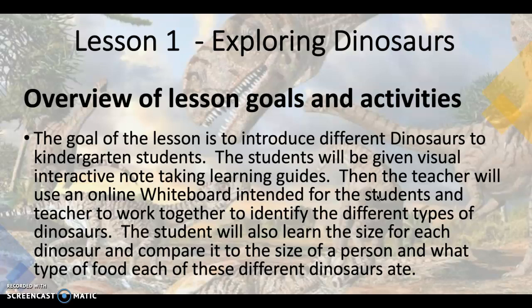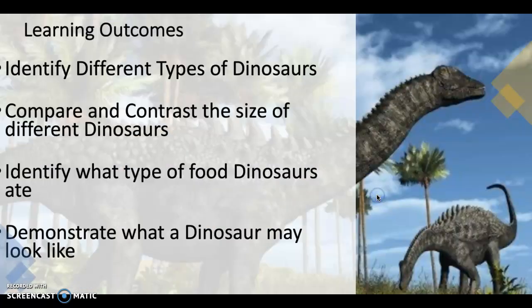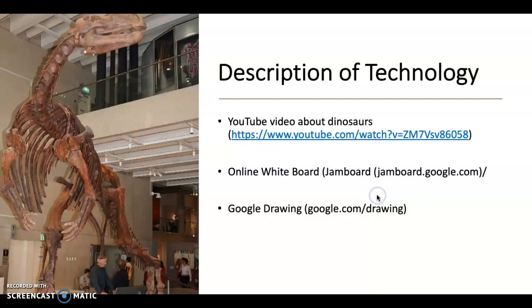The students will also learn about the size of the dinosaurs compared to the size of a person and what these dinosaurs ate. The learning outcomes for this lesson are to identify the different types of dinosaurs, compare and contrast the size of the different dinosaurs, identify what types of food these dinosaurs ate, and demonstrate what a dinosaur may look like. The description of the technology for this lesson is the YouTube video, the online whiteboard named Jamboard from Google, and also Google Drawings.